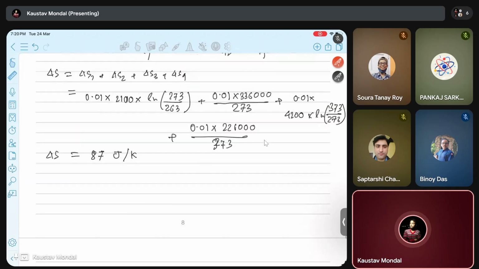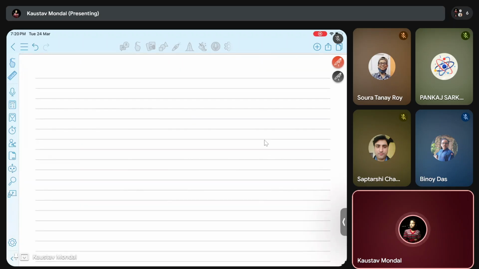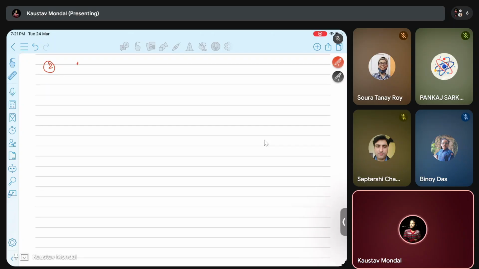So the next problem is a problem that involves TS diagram actually. So problem 2. There are basically two diagrams given. Let me first draw the diagram. So this is one TS diagram. The first diagram looks like this. It's a triangle.